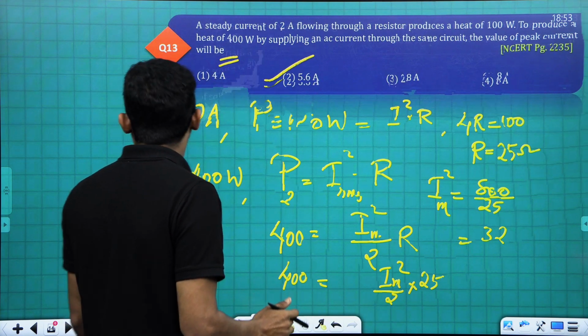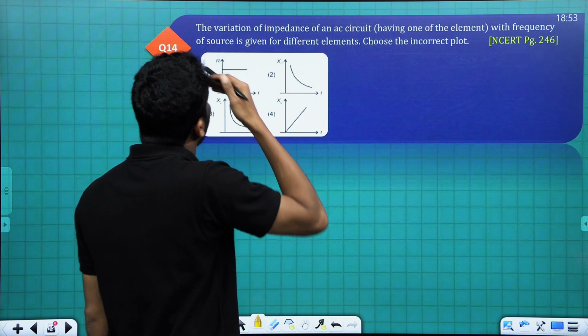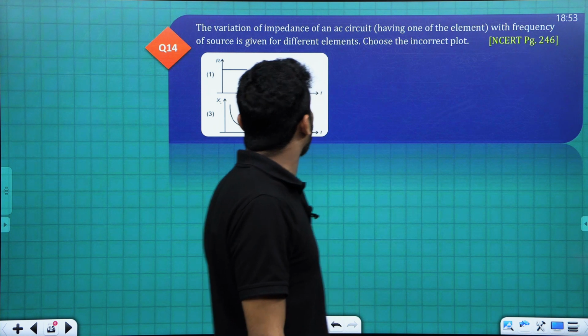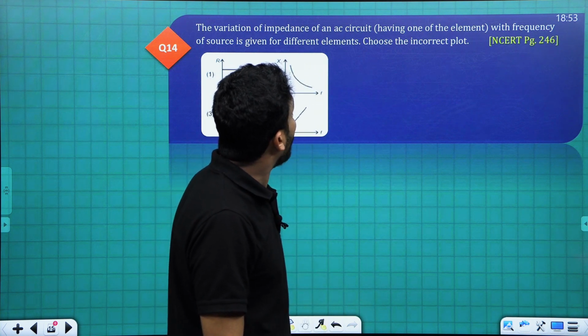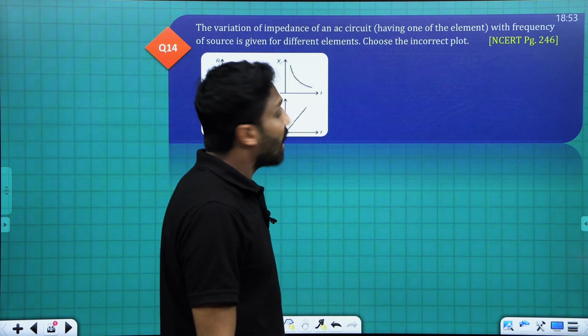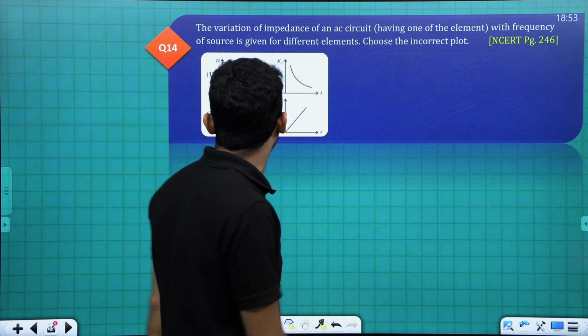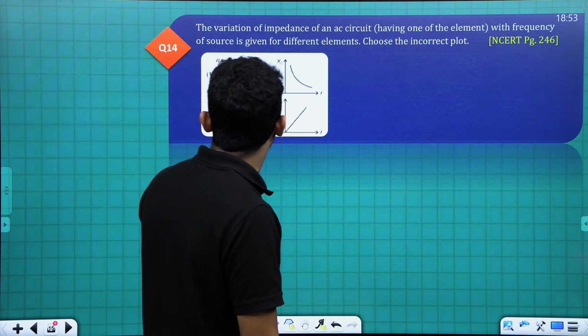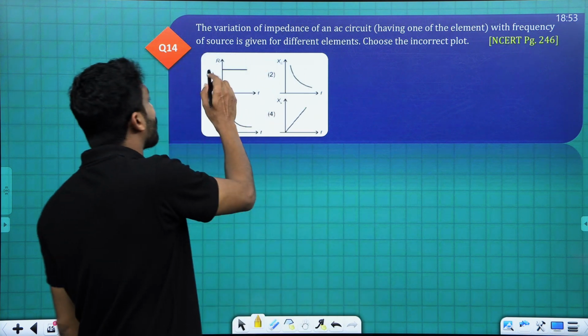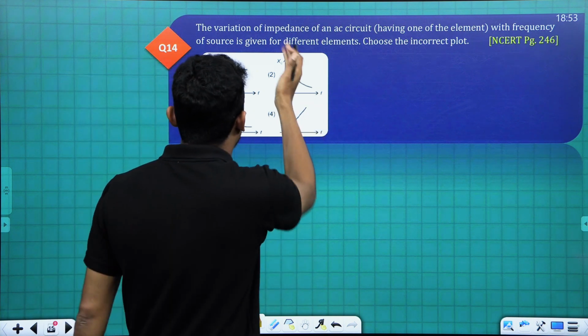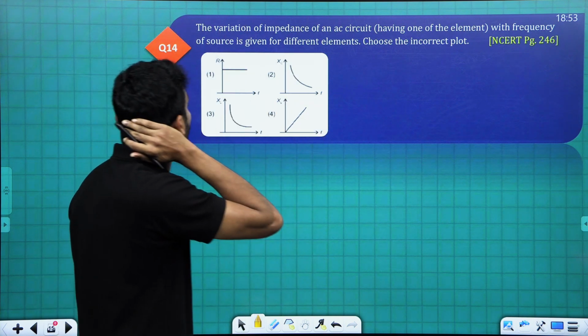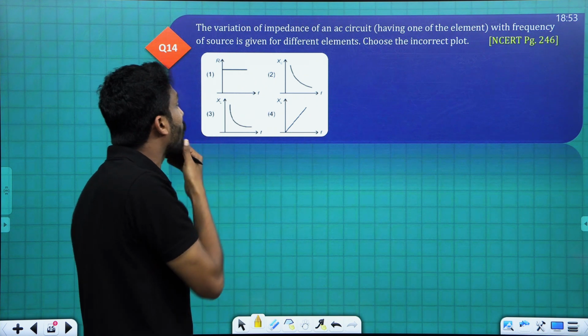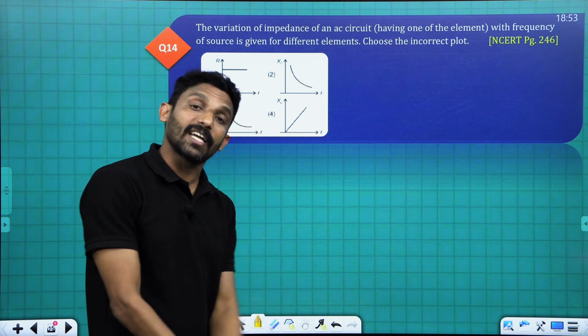Moving to the 14th. The variation of impedance of an AC circuit having one of the elements. One of the elements means in the first graph it is a resistor only circuit, in the second graph it is a capacitor only circuit, in the third graph it is an inductor only circuit, and the fourth graph is also an inductor only circuit.